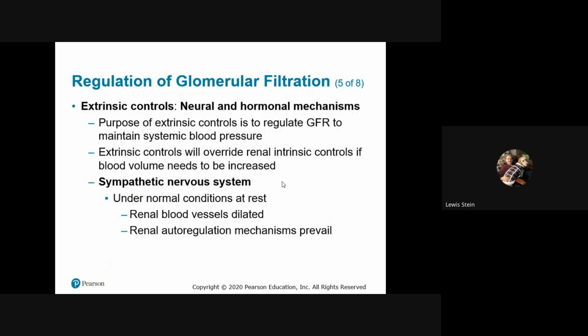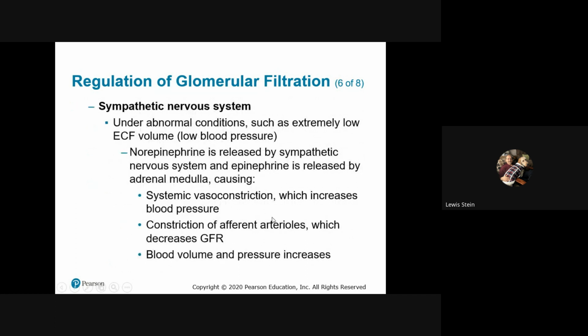So we have nerve and hormonal aspects of it as well. The sympathetic nervous system is the major override. That's fight or flight. It controls it when it's activated. So normally they're dilated and everything is auto-regulated.